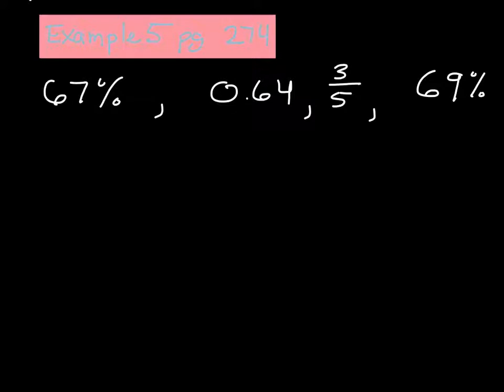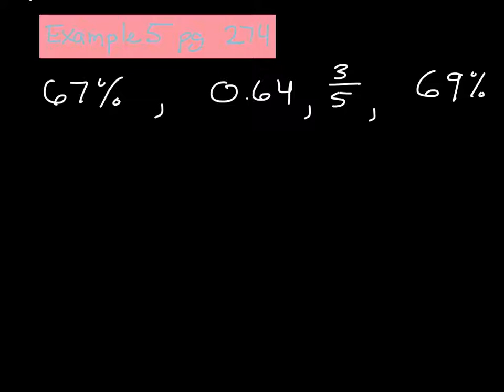Alright, this is the last example, example 5 on page 274. It reads, Nolan is the quarterback on the football team. He completed 67% of his passes in the first game. He completed 0.64, 3/5, and 69% of his passes in the next 3 games. List Nolan's completed passing numbers from least to greatest.